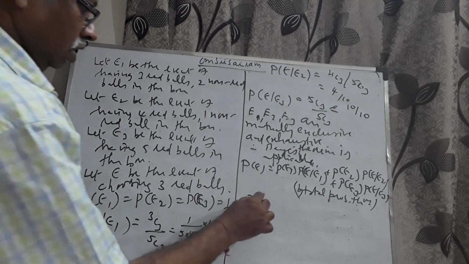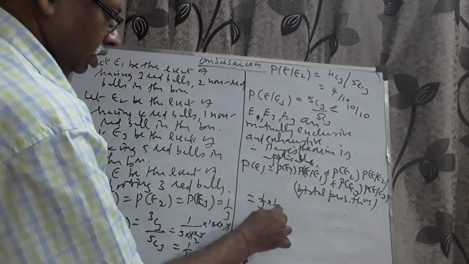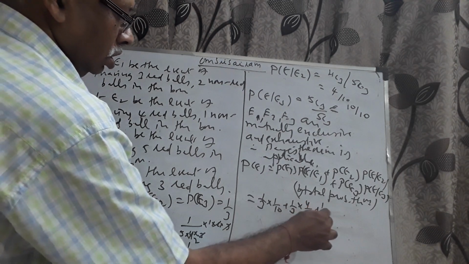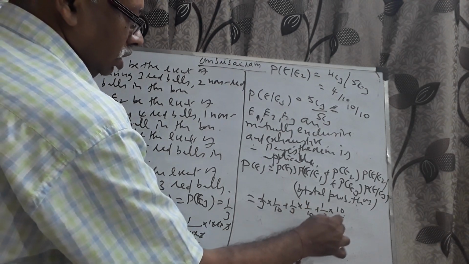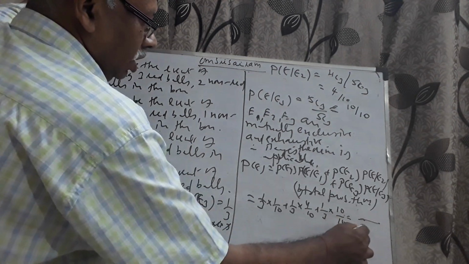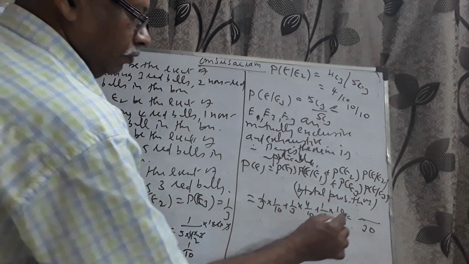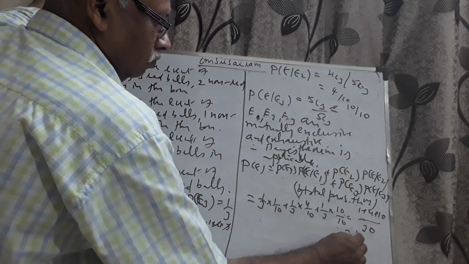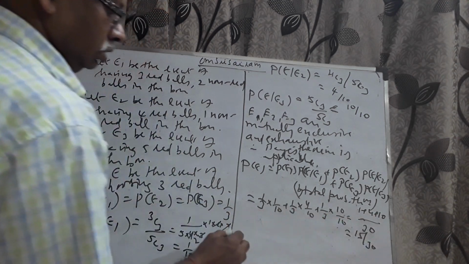By total probability theorem, this will be 1 by 3 into 1 by 10 plus 1 by 3 into 4 by 10 plus 1 by 3 into 10 by 10. I have the common denominator 30. Therefore, I will get 1 plus 4 plus 10, which is 15 upon 30.